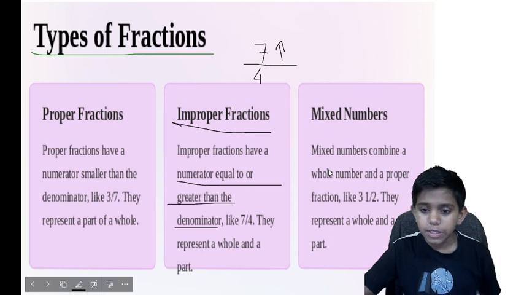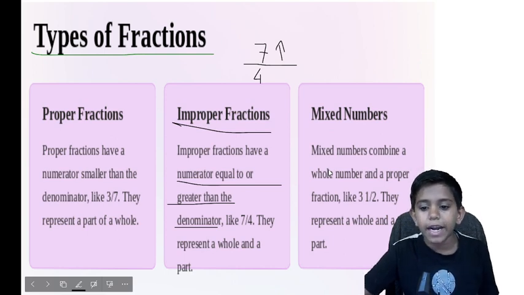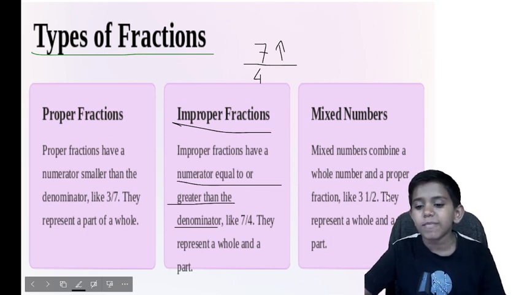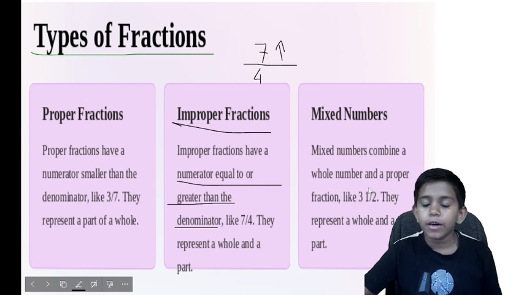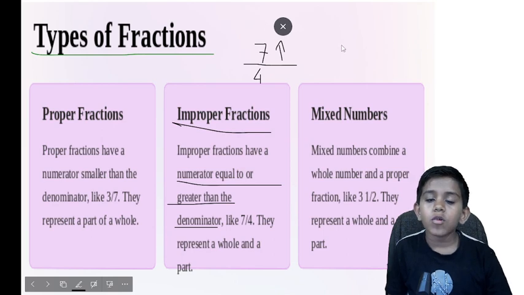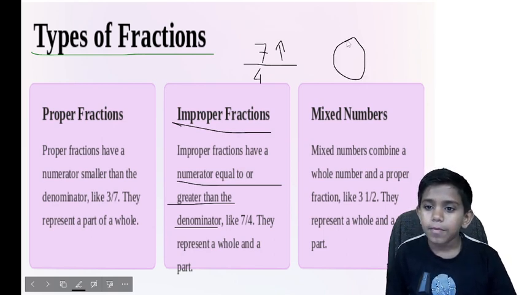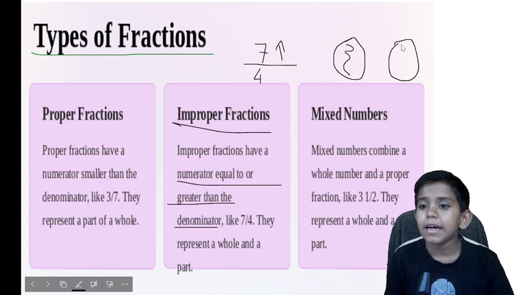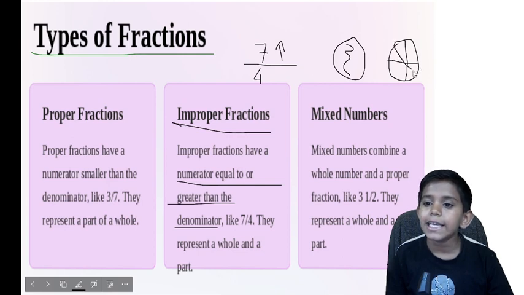Mixed numbers, or mixed fractions, combine a whole number and a proper fraction, like 3 1 by 2. They represent a whole and a part. Now let's take one example. I went to a restaurant. I took one pizza. I ate the whole pizza. If I took one more pizza and I have not eaten the whole pizza, the pizza had 8 slices.